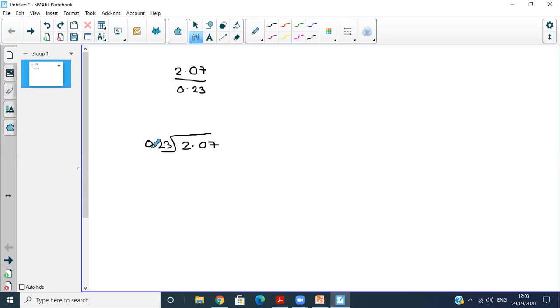Okay, as you know, you cannot divide a number when the divisor has a decimal. So you have to remove the decimal. To remove the decimal, I need to move two places, 1, 2. So if you're moving two places here, you need to move two places here as well. So finally, what's the number we are going to be dividing with? We are going to divide 207 with 23. I'm sure you must be knowing the rules of dividing by now.